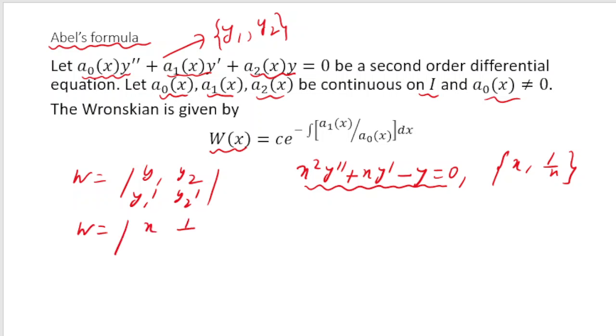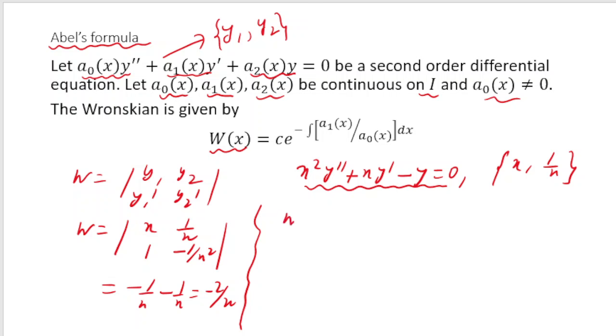We have x and 1 by x, and we differentiate them once. Differentiating 1 by x gives minus 1 by x square. So I get minus 1 by x square into x, that is minus 1 by x, and minus 1 by x, that is minus 2 by x. So this is possible when y1 and y2 are known. But if y1 and y2 are not known, then also we can calculate the Wronskian.